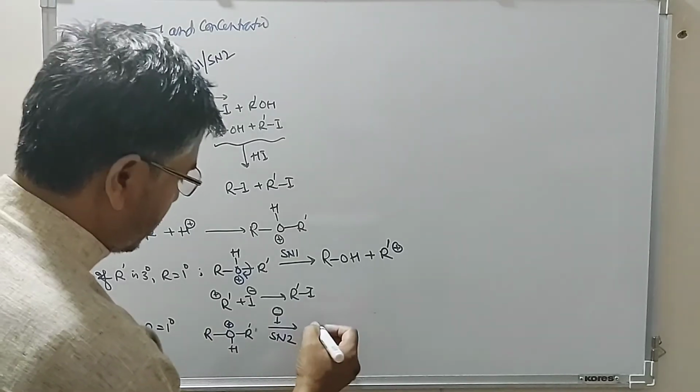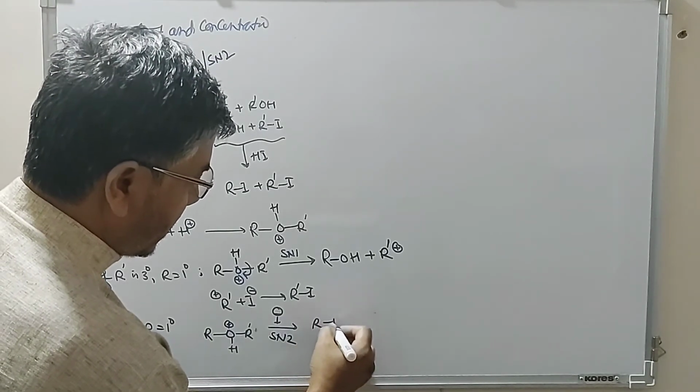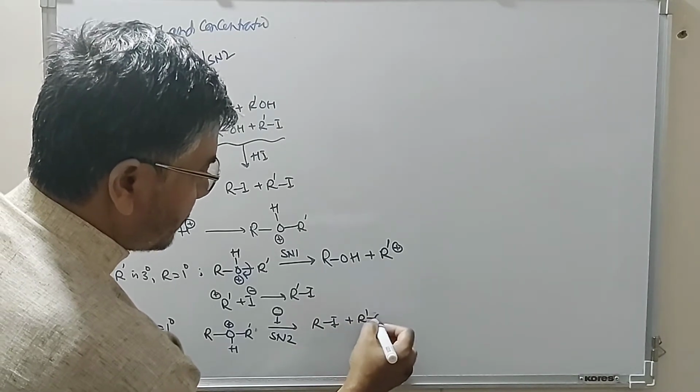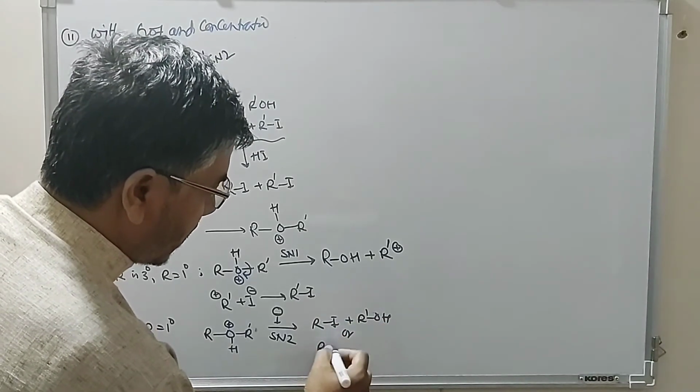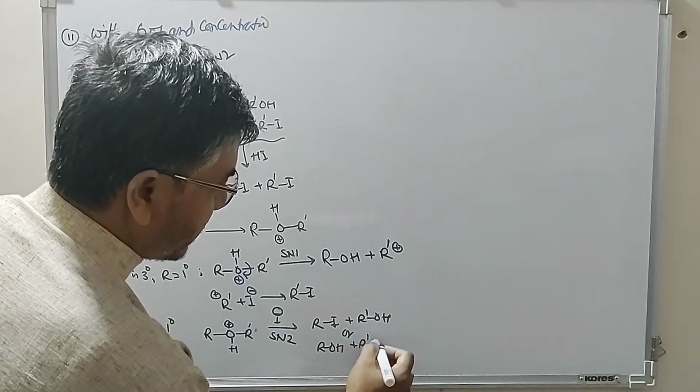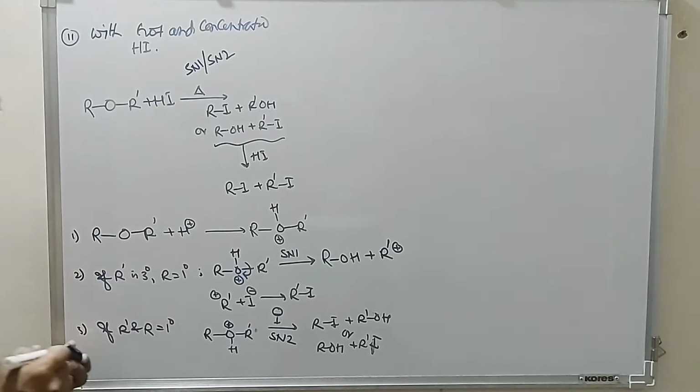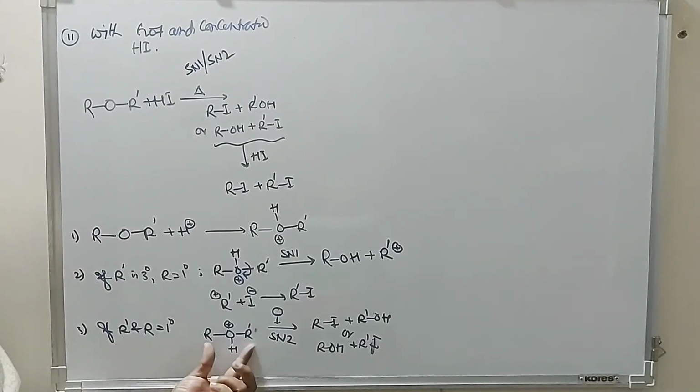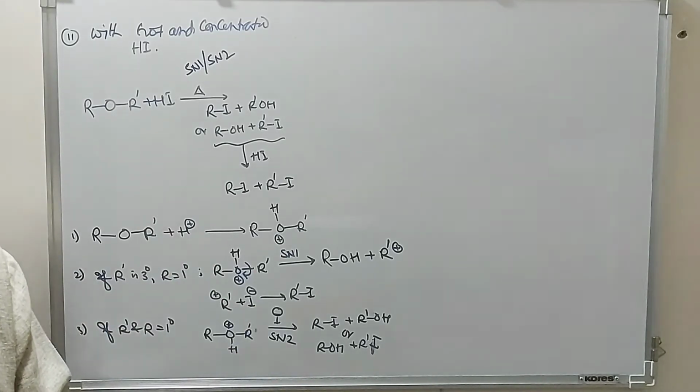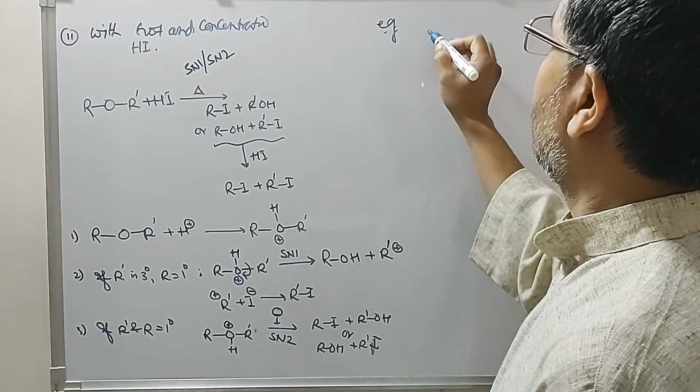SN2. So this will give you RI plus R'OH or ROH plus R'I, depending on the steric aspect of R' and R. So if R contains one carbon and R' contains two carbons, then the iodide will come from the one containing fewer carbon atoms. If the carbon atoms increase, steric hindrance increases, and the chances for an SN2 reaction will decrease. So take up this example.